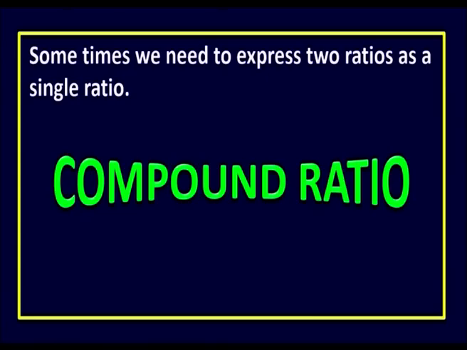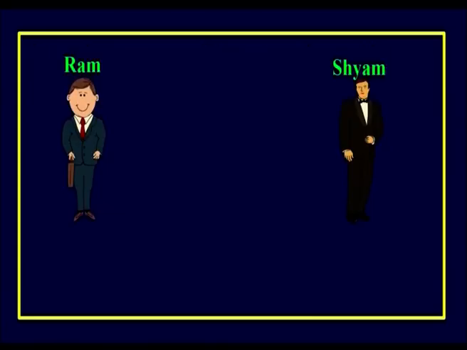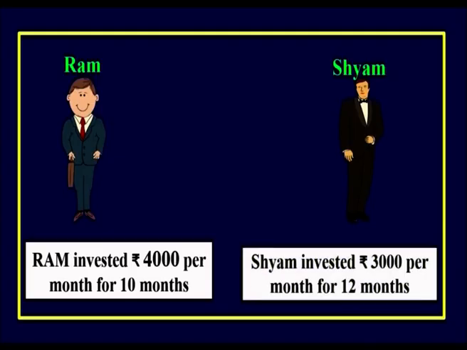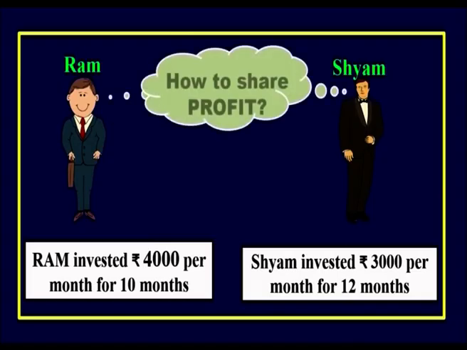Now, let us try to understand the concept, children. So, consider here two gentlemen, Mr. Ram and Shyam. Ram has invested 4,000 rupees per month for 10 months and Shyam invested 3,000 rupees per month for 12 months. So, how do they share their profits? Let us find out, children.